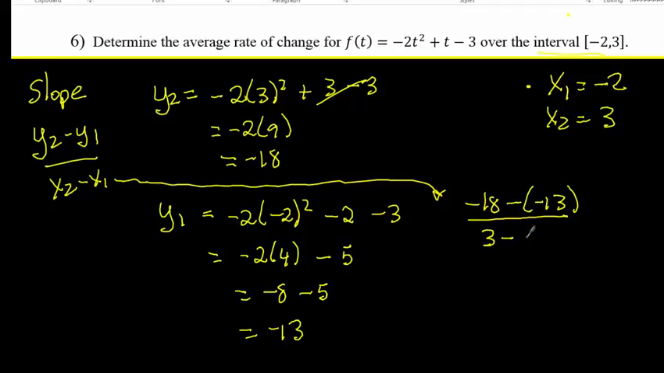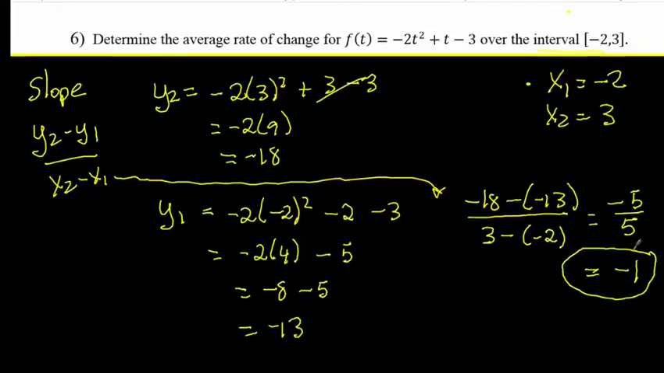All divided by 3 minus a negative 2. So this is going to give me negative 5 over 5, and the average rate of change would be negative 1. And that's the answer for 6.